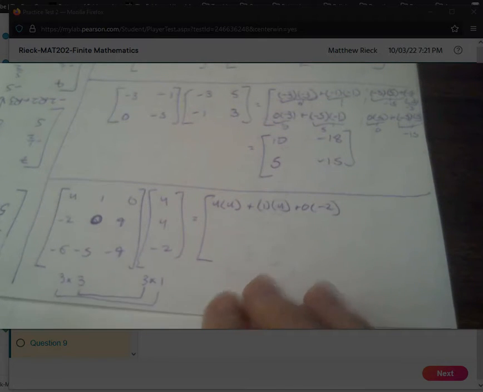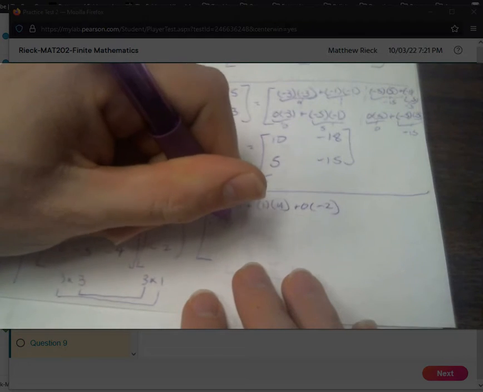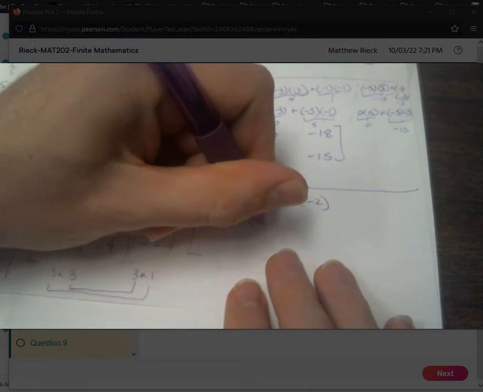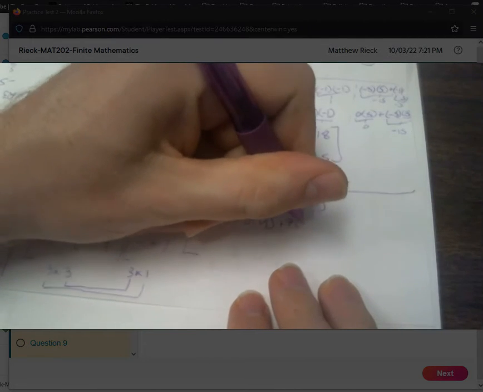All right, so then for my second row, I'm going to move down to the second row here. So you have negative 2 times 4 plus 0 times 4 plus 9 times negative 2.